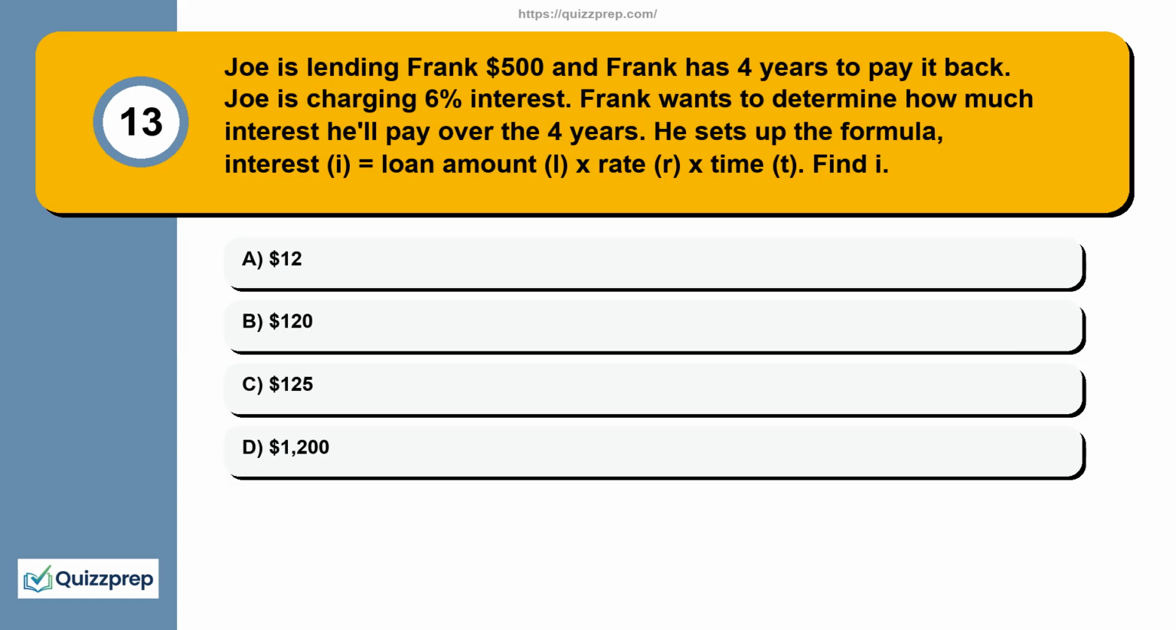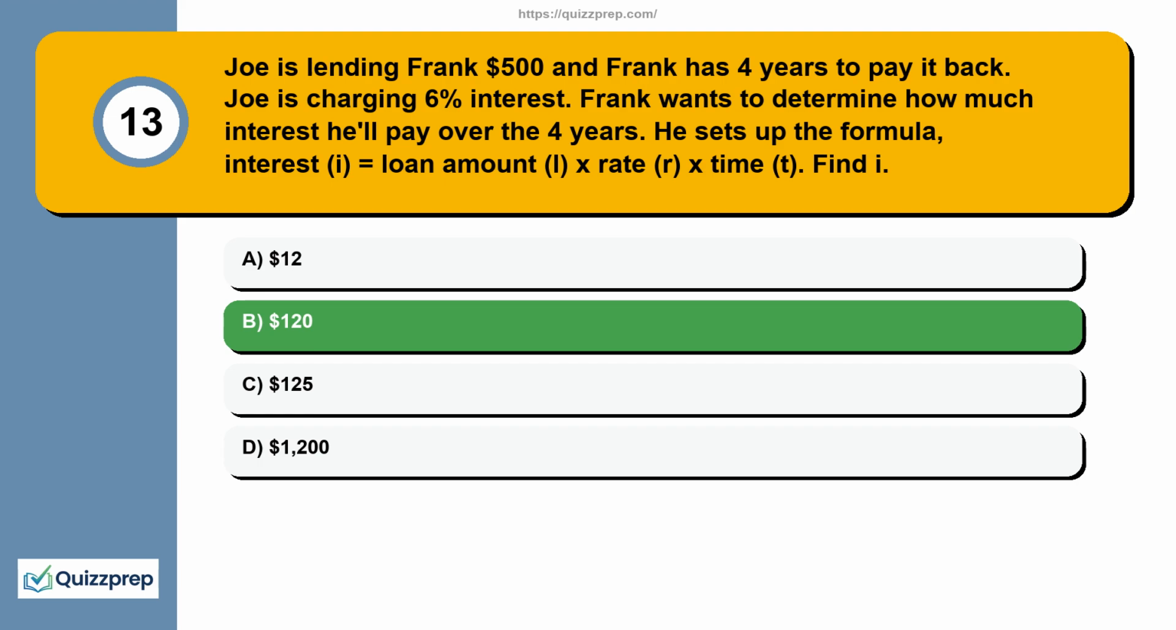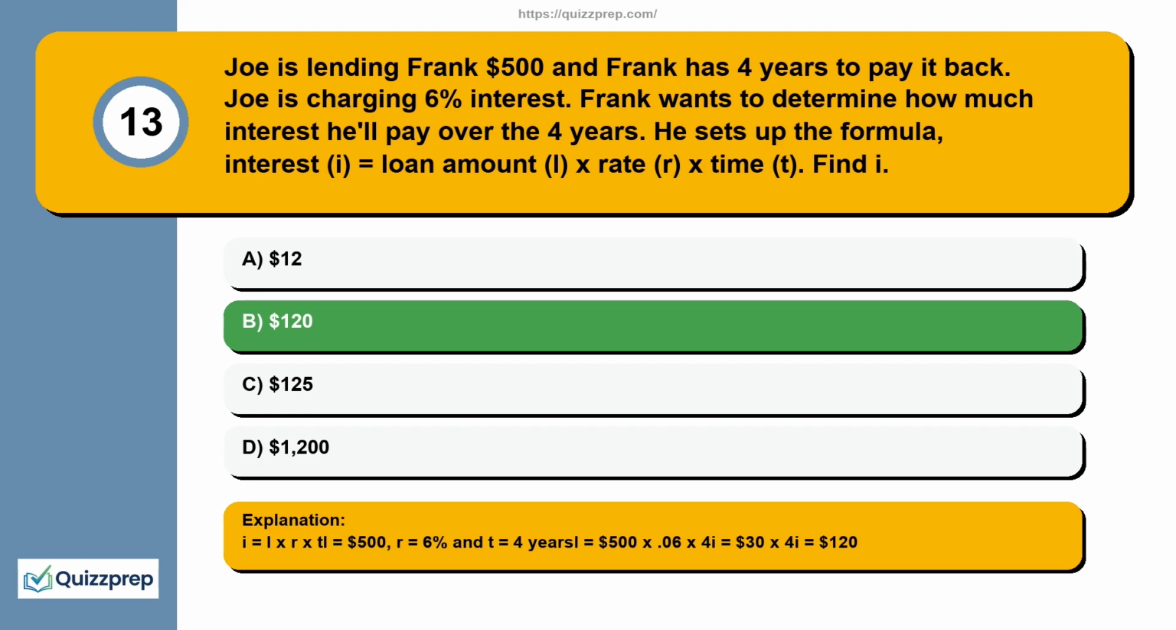Question 13. Joe is lending Frank $500 and Frank has 4 years to pay it back. Joe is charging 6% interest. Frank wants to determine how much interest he'll pay over the 4 years. He sets up the formula, interest I equals loan amount L times rate R times time T. Find I: $12, $120, $125, $1,200. I equals L times R times T, where L equals $500, R equals 6% and T equals 4 years. So I equals $500 times 0.06 times 4, I equals $30 times 4, I equals $120.